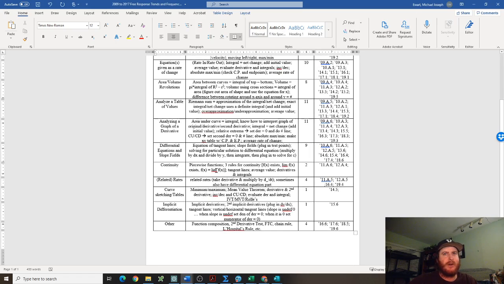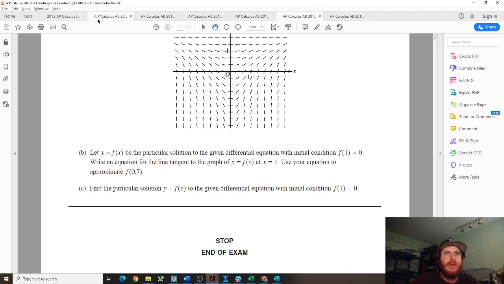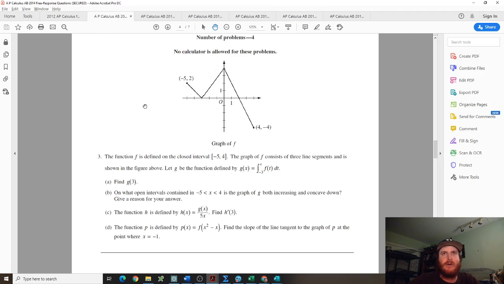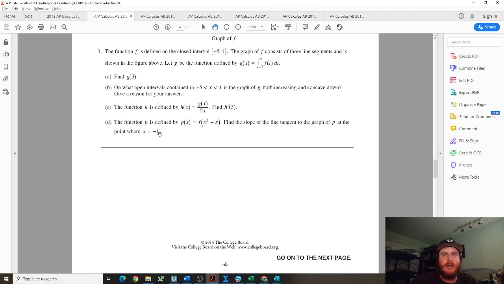So continuity, there aren't a whole lot of questions on it. They haven't asked it since 2012. It doesn't mean they won't ask it. Of course, as soon as I say that, that's going to be the year that they ask it, right?